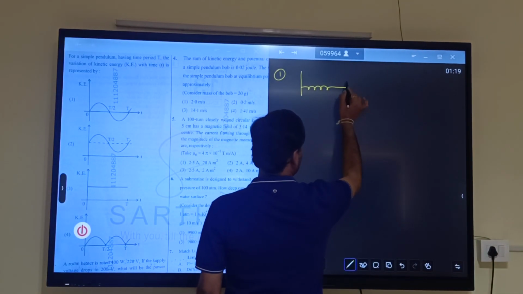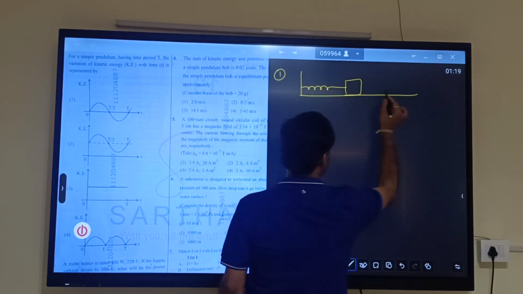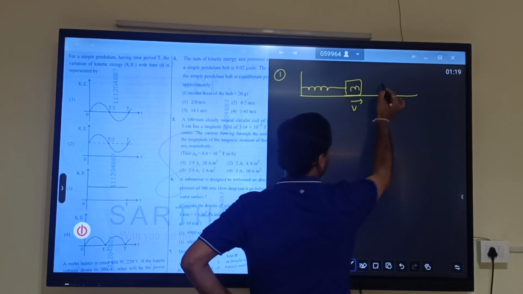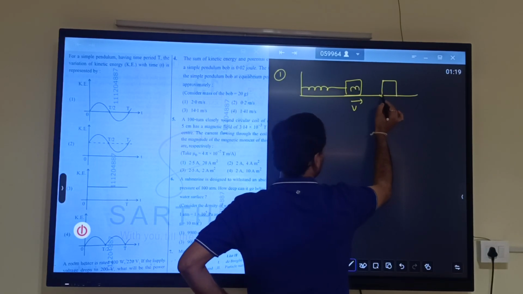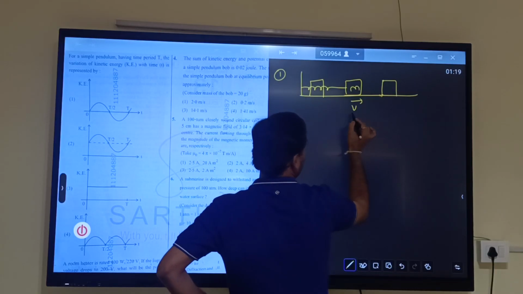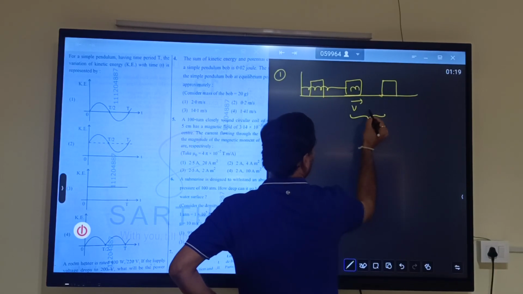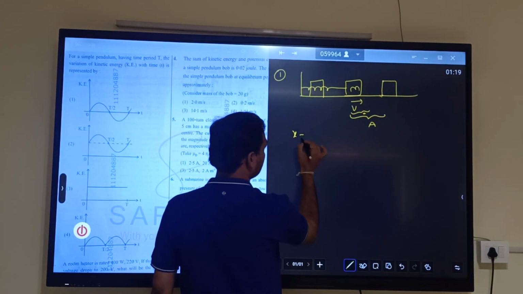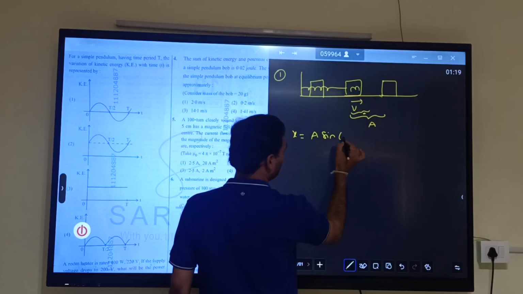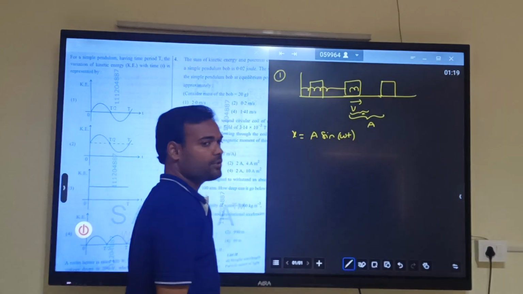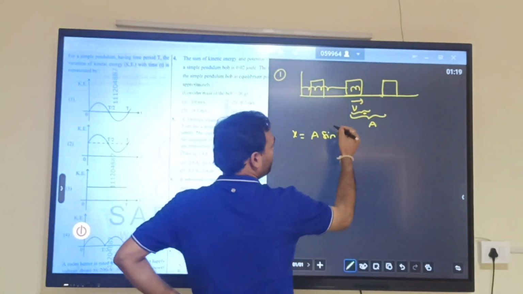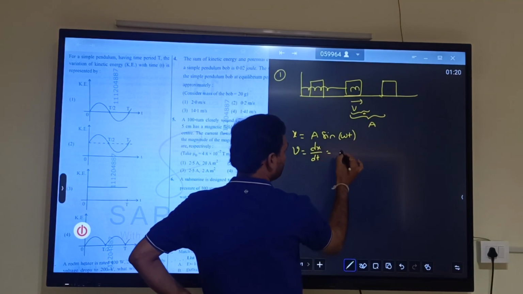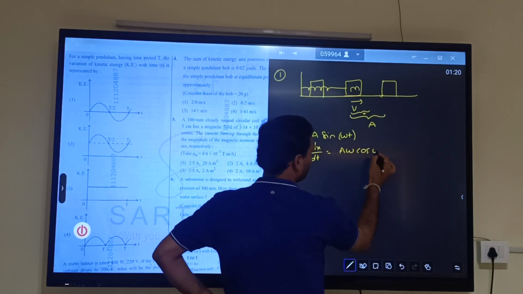See, suppose a spring mass setup is present. Now I am giving a certain amount of velocity here. The object will reach up to here and again up to here. We know this is the amplitude, and the separation from the mean position at a location we can represent as x equals a sin omega t. Now, if I find its velocity by differentiation, dx by dt is a omega cos omega t.